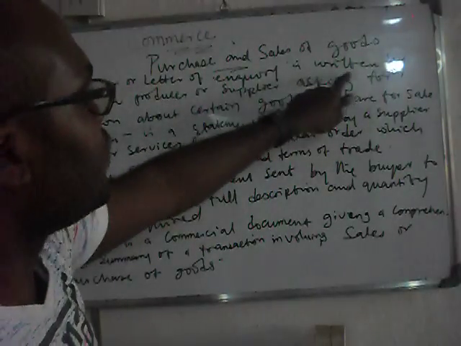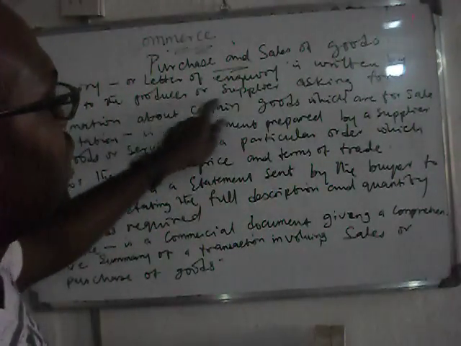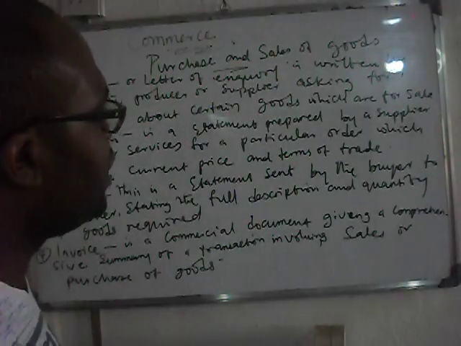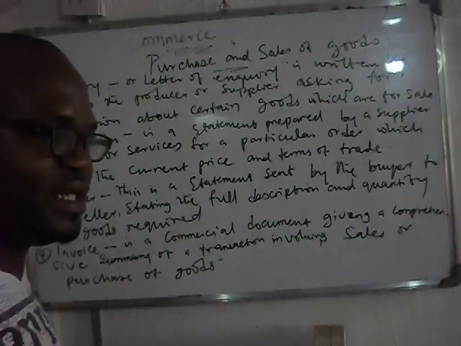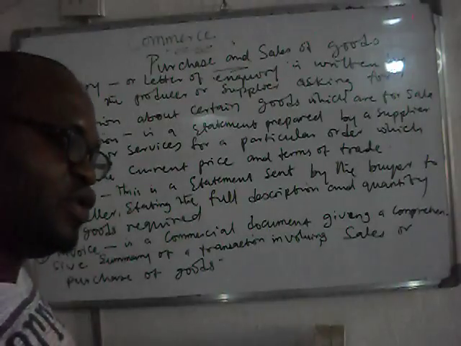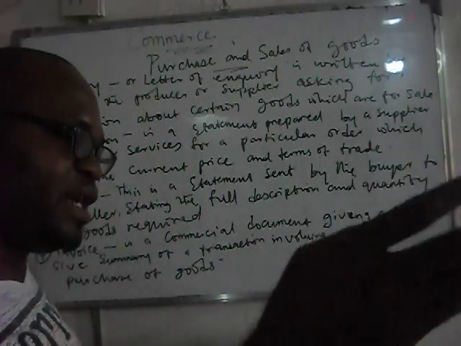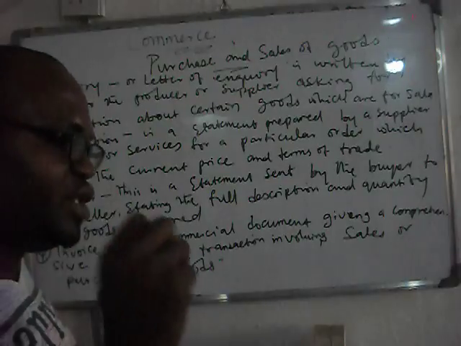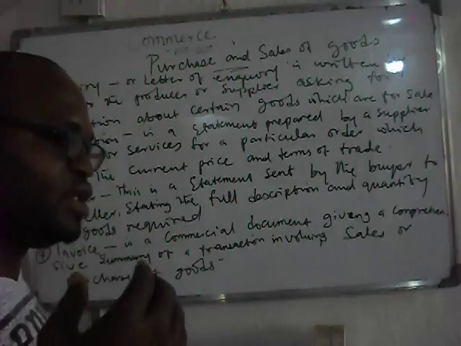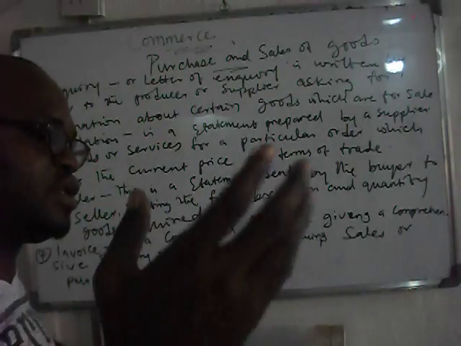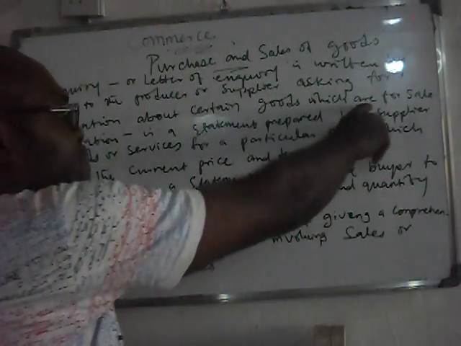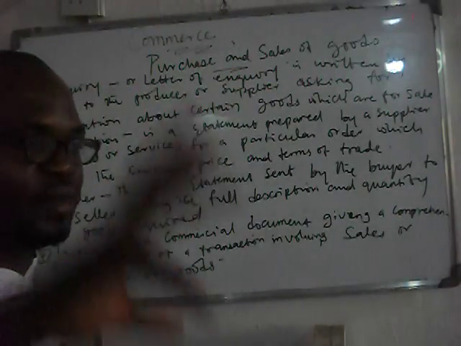Letter of inquiry is written by the buyer to the producer or supplier, asking for information about certain goods which are for sale. You understand? If you are a buyer now, you want to know the goods that are for sale, you want to know their prices, you want to know about them. You can write a letter of inquiry to your supplier or to your producer, so that he can furnish you with information concerning those goods, because you intend to buy them. Those goods are for sale. You understand? You want to know more about them.